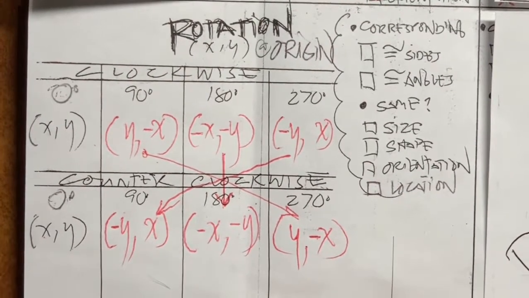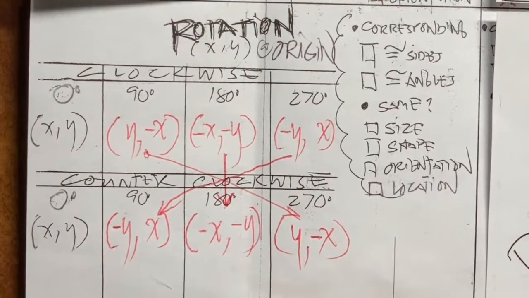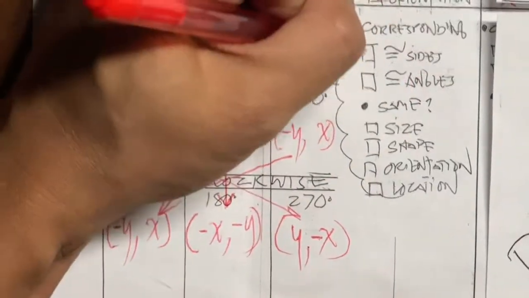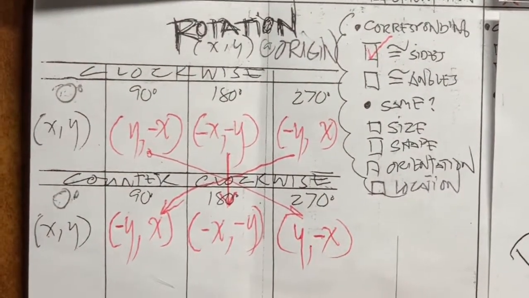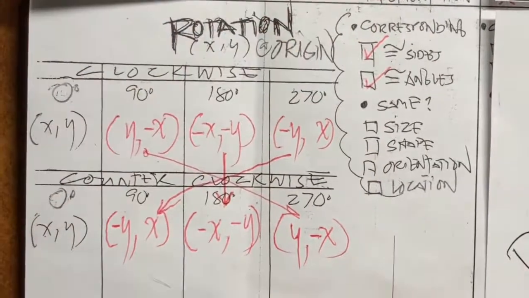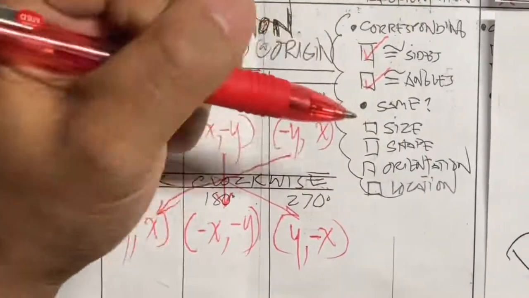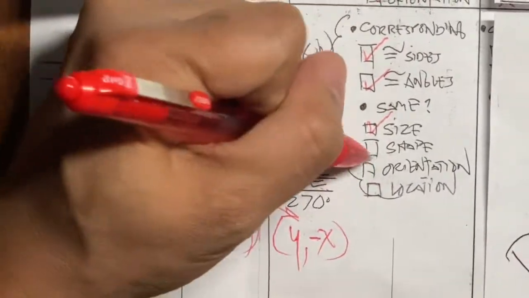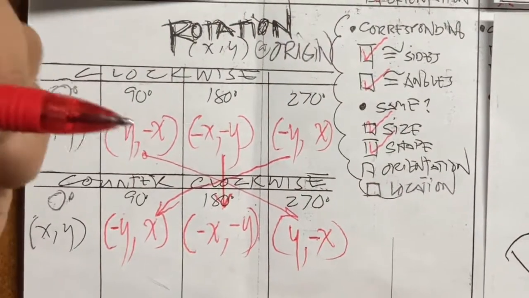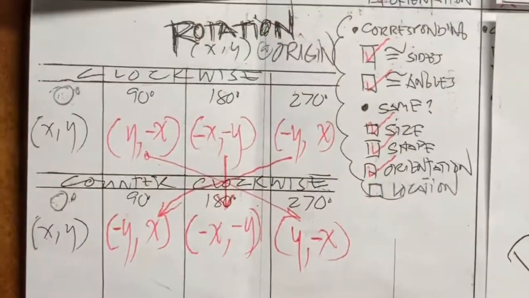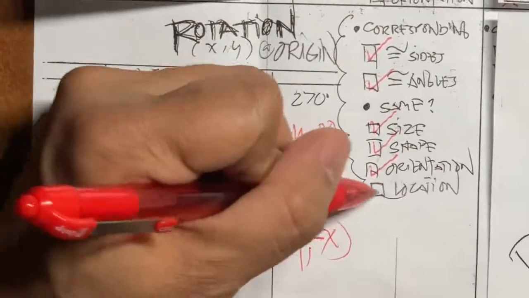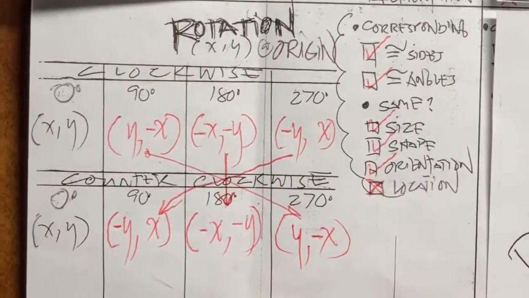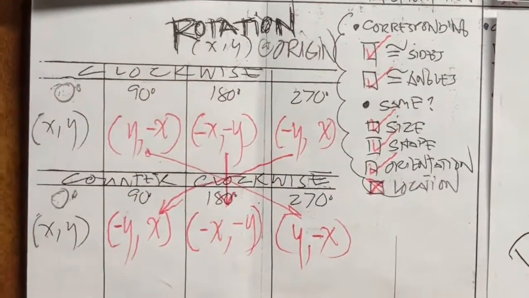Also in rotation, do not forget corresponding sides are still congruent. Corresponding angles are still congruent. The same size, yes. The same shape, yes. Orientation is retained, the same, but the location will be different. That is rotation at the origin.